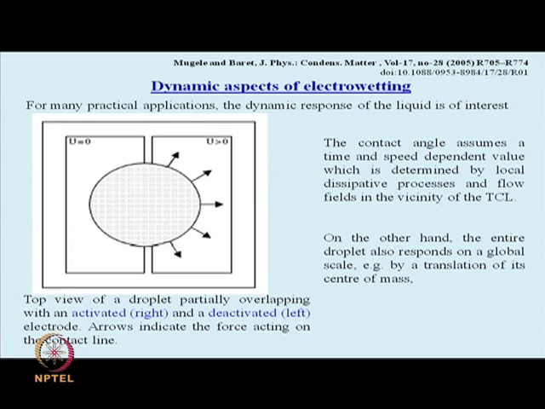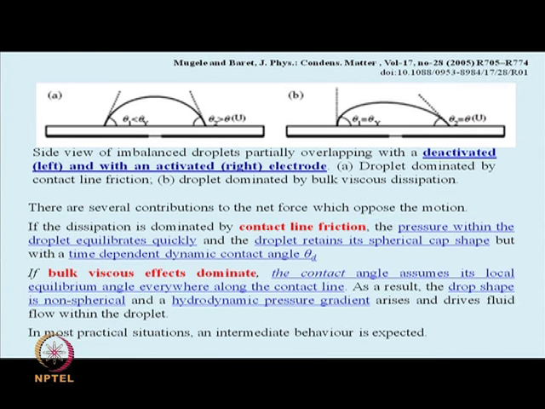So, by choosing the activated and the deactivated electrode, and by operating at the right voltage with the right separation in between the two electrodes, the droplet can be made to move from one electrode to the next electrode. So, this is the concept, but there are certain interesting phenomena associated with movement of the droplet from one electrode to the other, which I have depicted in here.